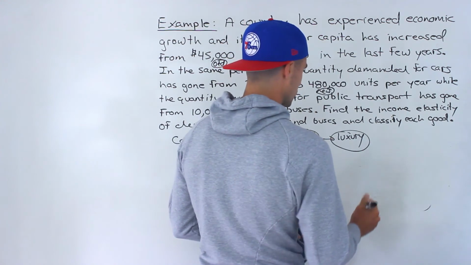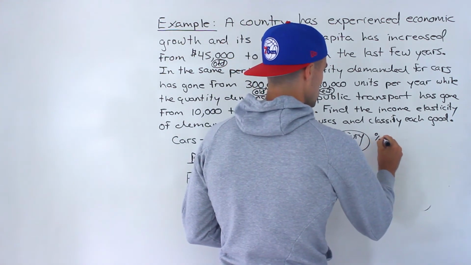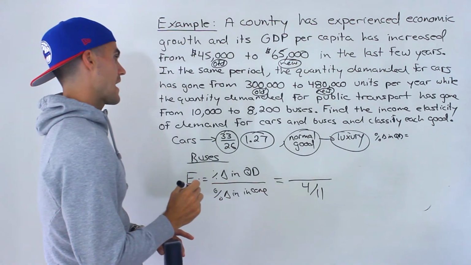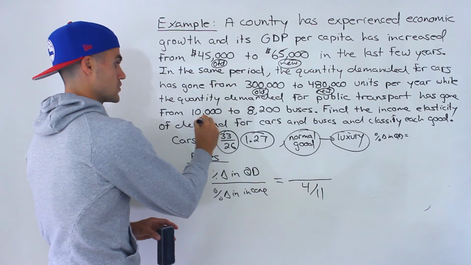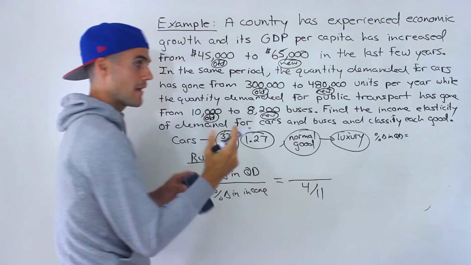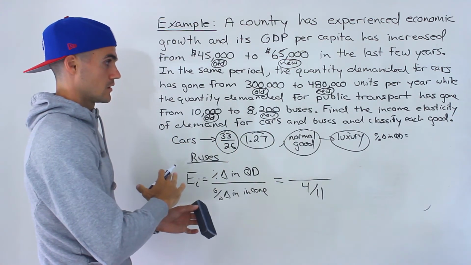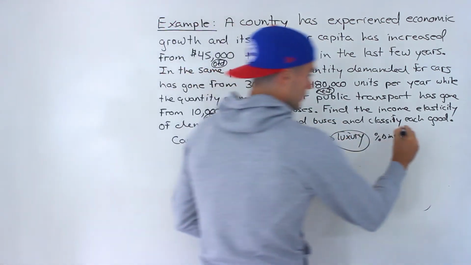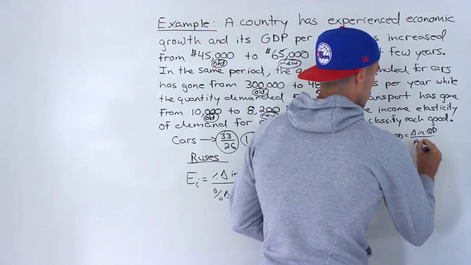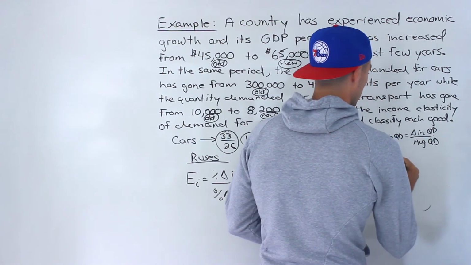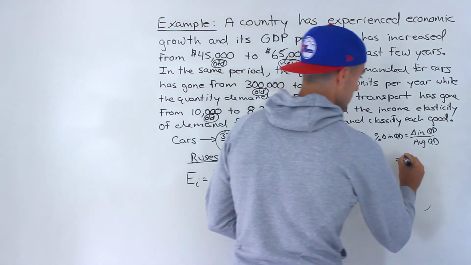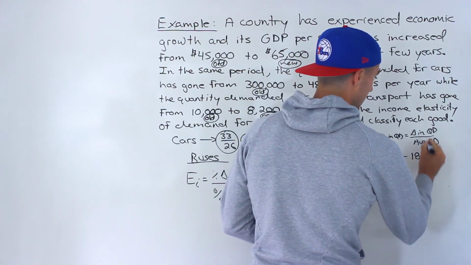So doing the calculation for the numerator, we'll have the percentage change in quantity demanded. This is going to be for the buses. Notice that it went from 10,000, which was the old value, to 8,200, which is the new value. So that quantity demanded went down. So let's actually write it: change in quantity demanded over average quantity demanded here. The change in quantity demanded, new minus old, 8,200 minus 10,000 would give us negative 1,800. That's going to be negative here.